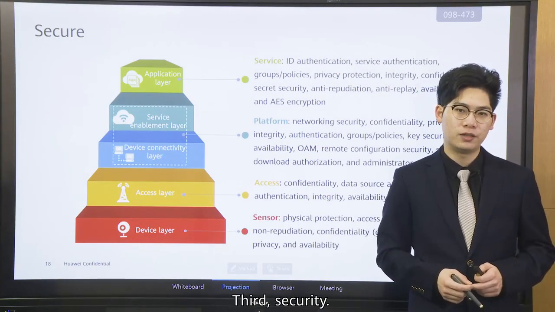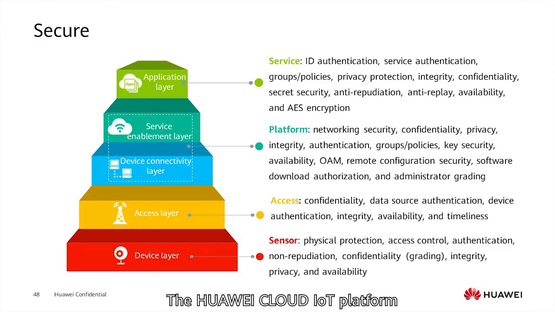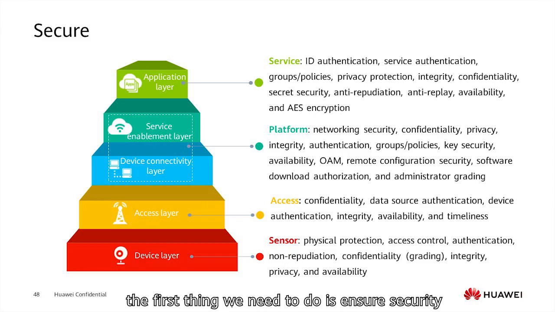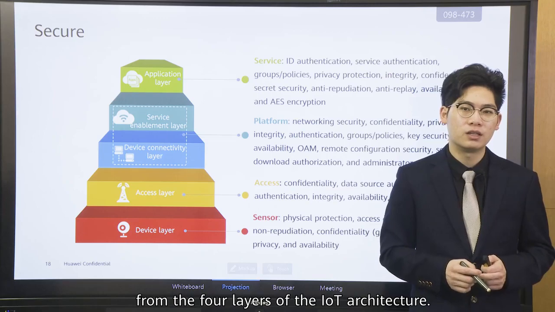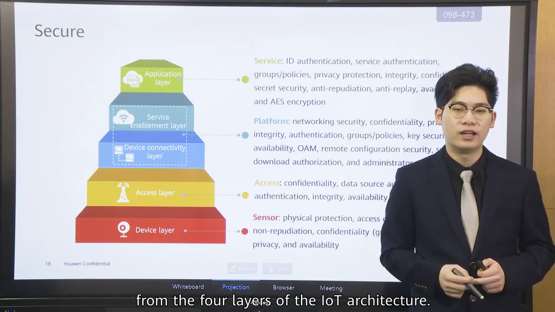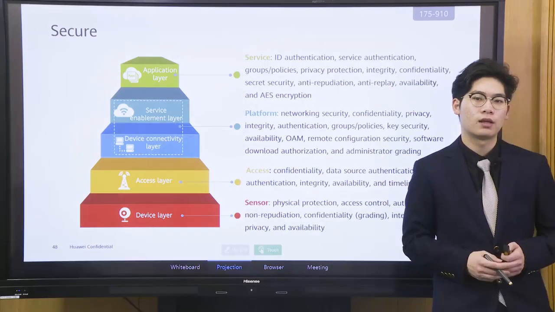Third, security. The Huawei Cloud IoT platform always takes security seriously. To build an open platform, the first thing we need to do is ensure security so that everyone can trust us in connecting devices to our platform. We strengthen the platform security from the 4 layers of the IoT architecture.